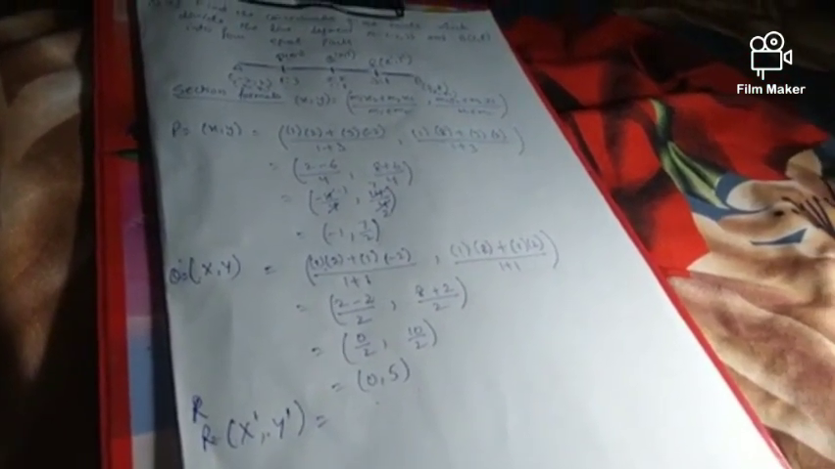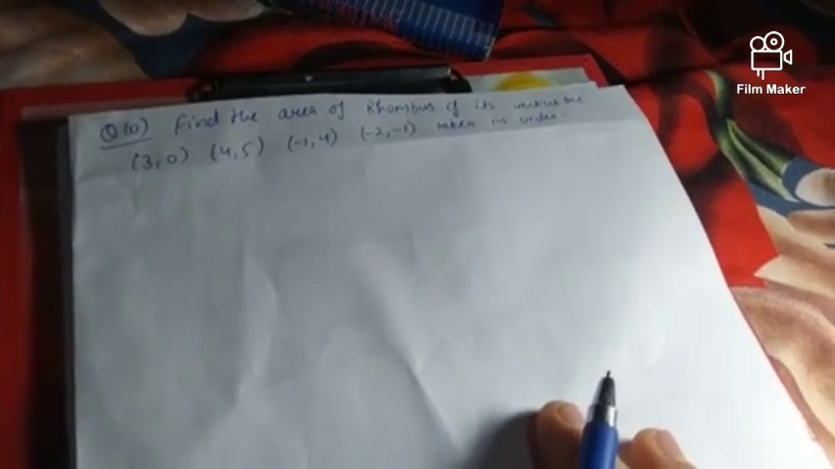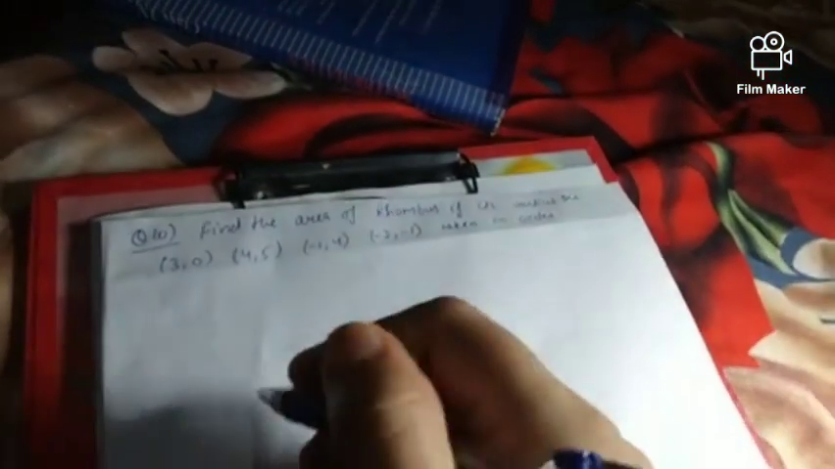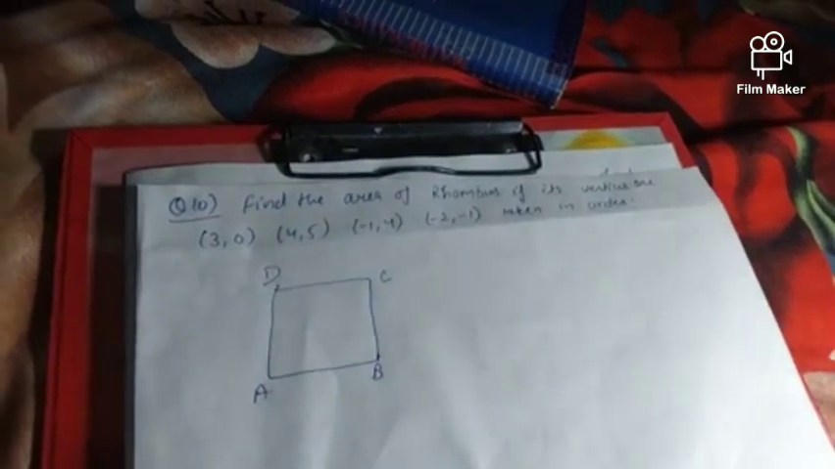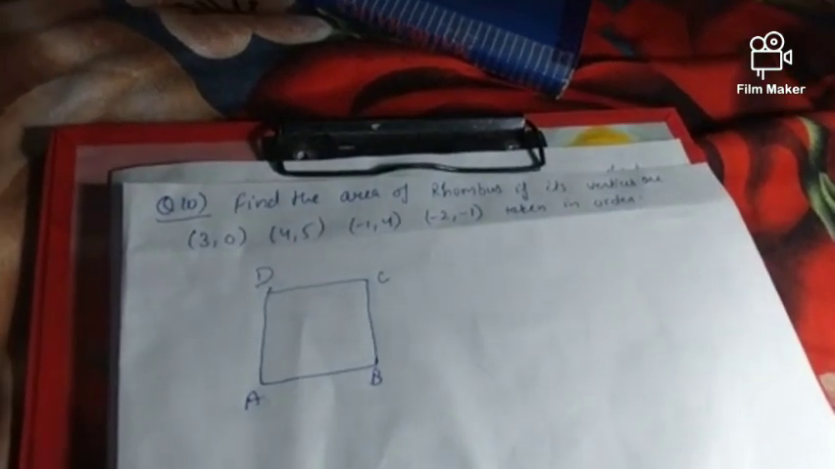Okay. Now we will move to the next question. Yes, our 10th question is: find the area of the rhombus if its vertices are these, taken in order. That means first will come at A, second will come at B, third will come at C, then next will go to D. This is A, B, C, D. We know in a rhombus all the sides are equal.